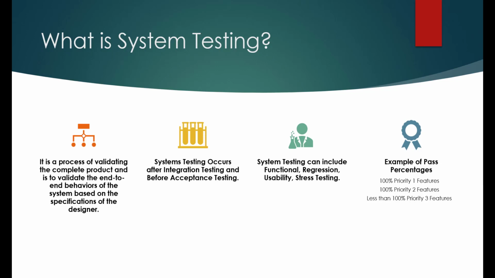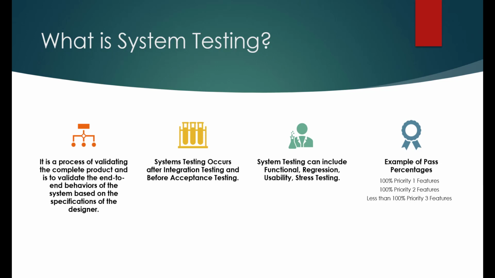Now, what is system testing? Well, there are various different ways of system testing. There's functional testing and also non-functional testing. So that could be regression, usability, and stress testing as examples of these types of testing. System tests occur after the integration tests and before acceptance testing.